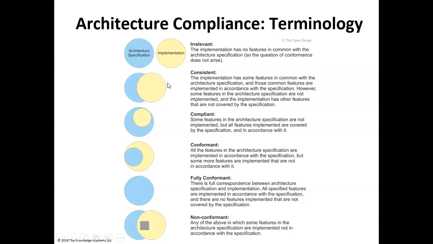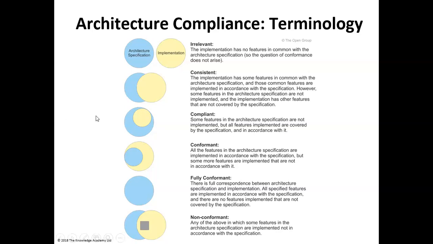So third one, compliant. Some features in the architecture specification are not implemented, but all features implemented are covered by the specification and are in accordance with it. Okay. Basically, you exclude certain specifications and implement the rest. It's called compliant.